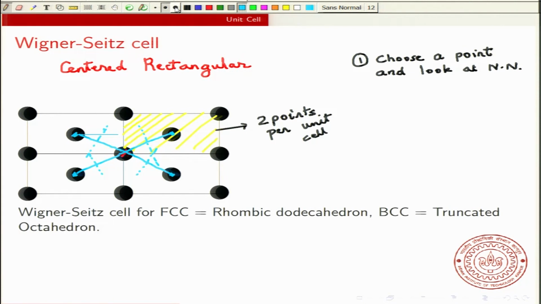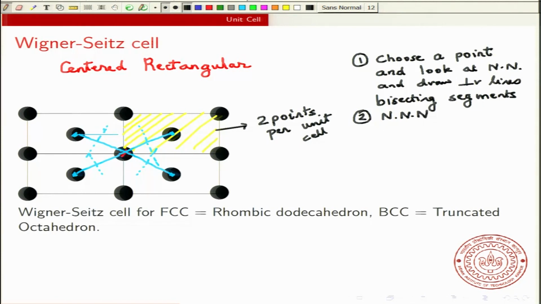So the second step I should write is to draw perpendicular lines bisecting segments. What I mean by segments is these segments that join the point to its nearest neighbor point. Next, what do we do? Next, you consider next to nearest neighbors and repeat.